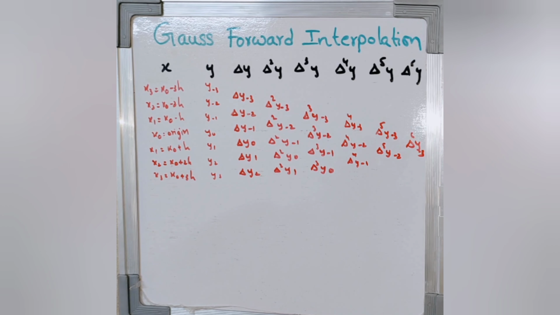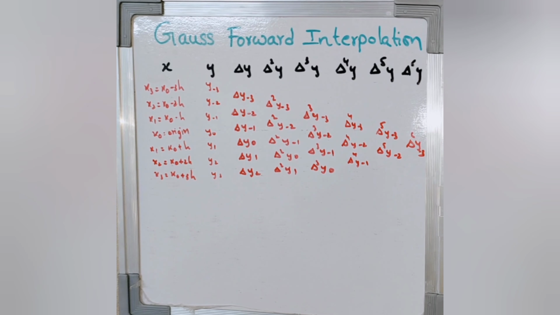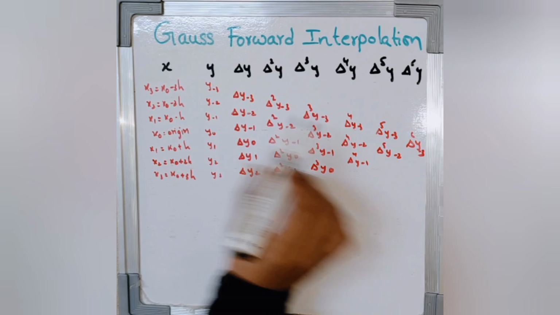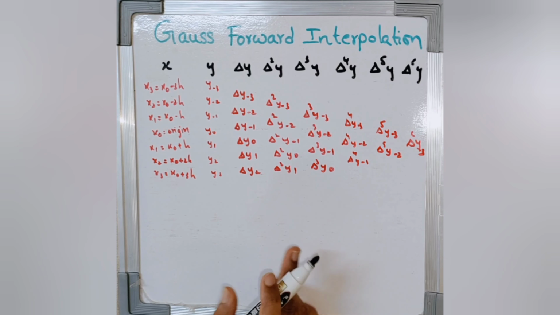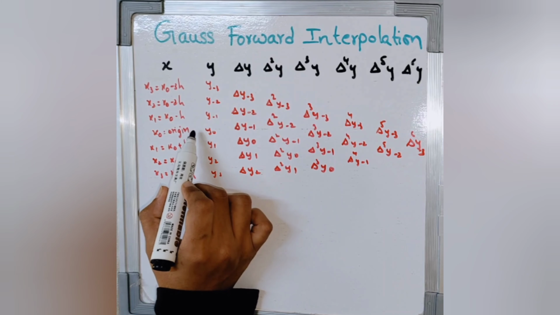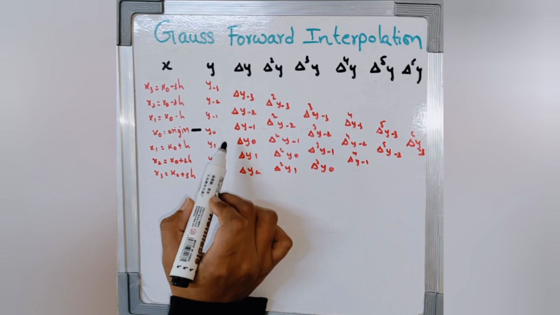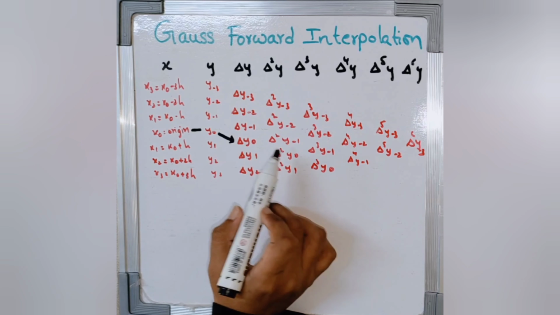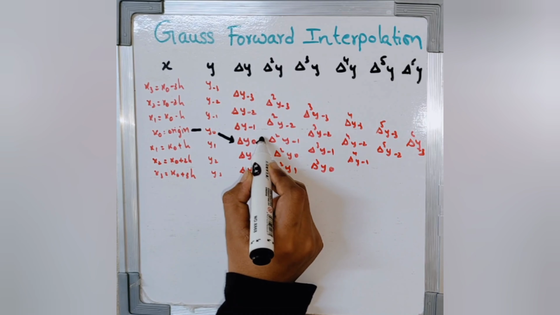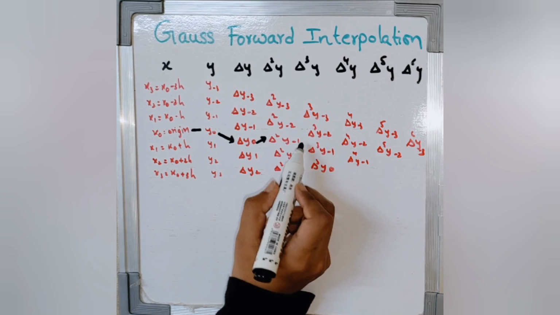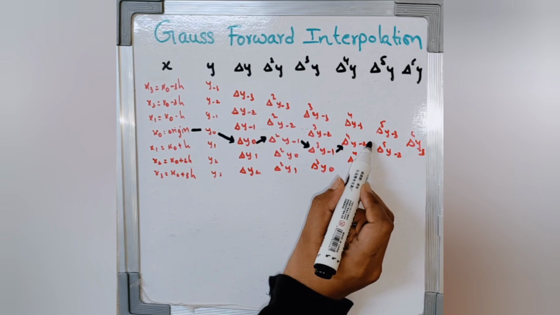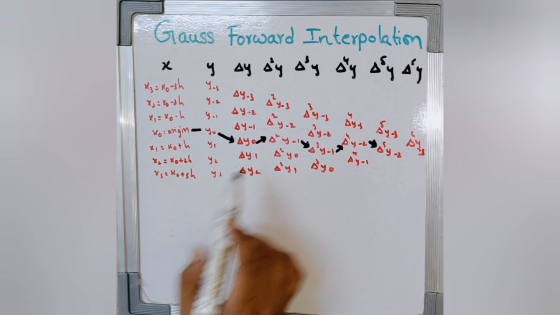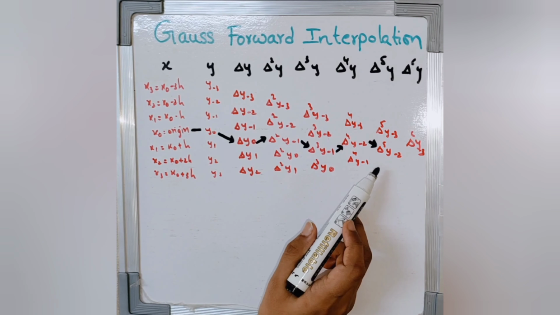Now we have to identify the Gauss forward and backward ones, right? So for the Gauss forward interpolation, what are the values we have to consider in this central difference table? Now we are starting with Gauss forward, right? From the origin you have to go in this way. This is the forward one. Like this you have to go. Okay. And here again. And these are the values we will be using for the Gauss forward interpolation formula.